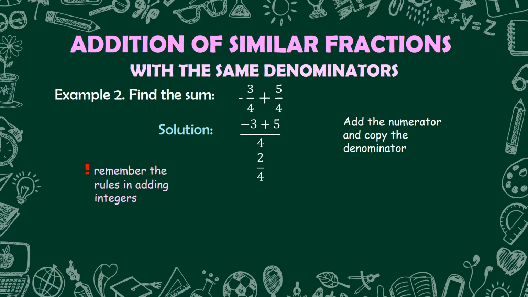Then, copy the denominator, we have 2 over 4. Next step is to simplify and reduce to lowest term. So, find the common factors of 2 and 4, and that is 2. So, 2 divided by 2 is equal to 1. And then, 4 divided by 2 is equal to 2. Our final answer is 1 over 2. Remember, kapag maglo-lowest term tayo or magsisimplify, kung ano ang ipang-divide sa numerator, yun din ang ipang-divide sa denominator. Very easy, right?